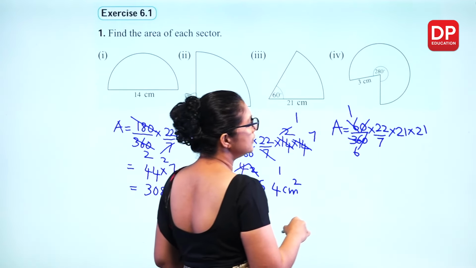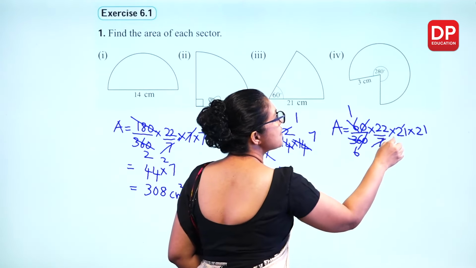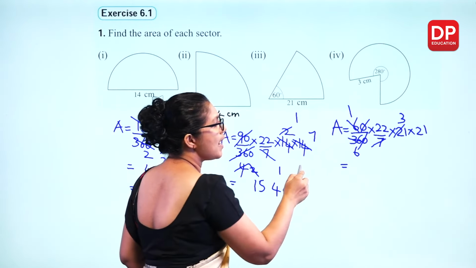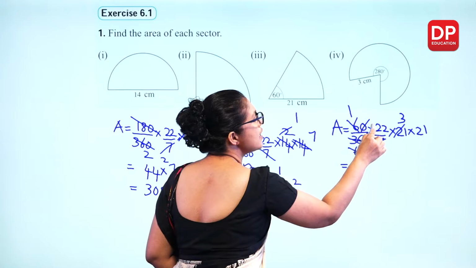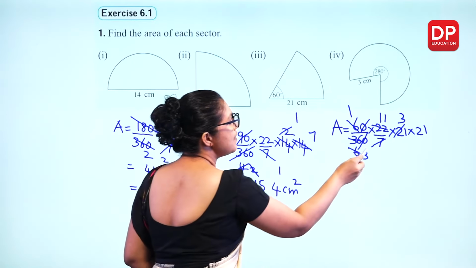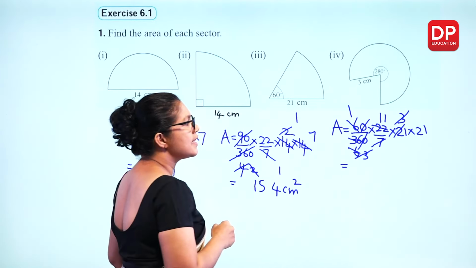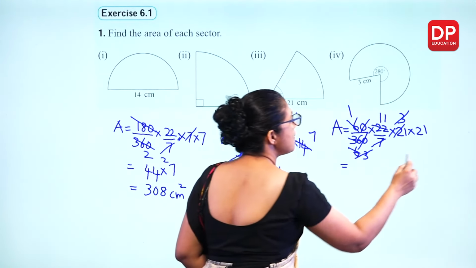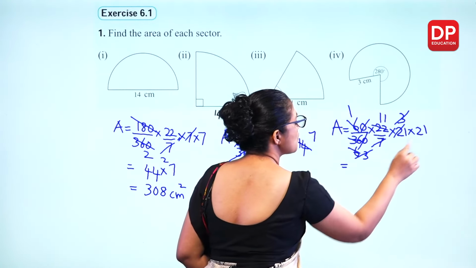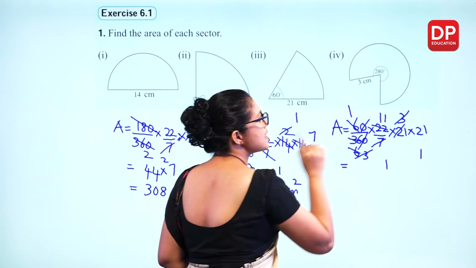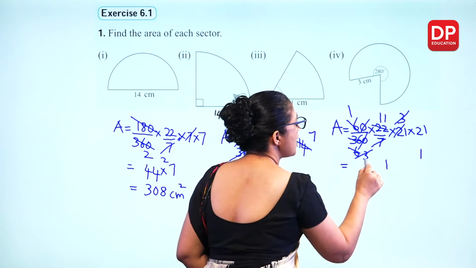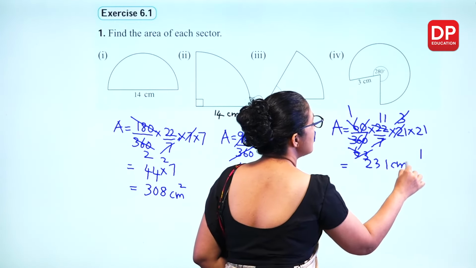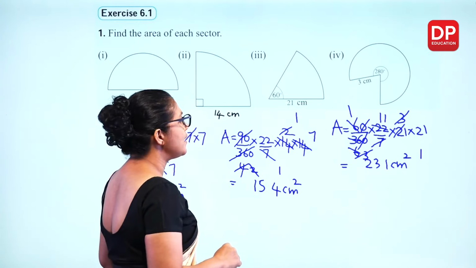And here, 7 times 3. Again you can divide by 2. 2 times 3, 2 times 11. And this 3 gets cancelled out with this 3. So you get 11 times 21. So what is 11 times 21? 11 times 1 is 11, 1 remaining. 11 times 2 is 22 plus 1, 23. So 231 square centimeters. Now we'll take the fourth one.